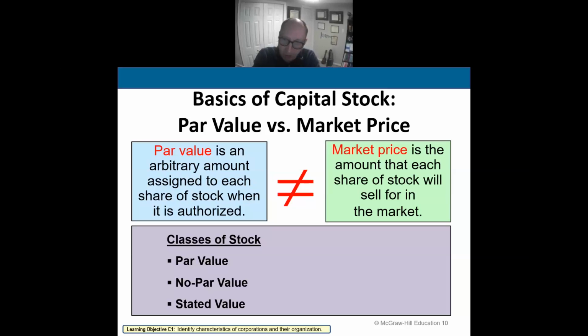The market price is what you'll see that the share is worth on the stock exchange. So you go to the Dow Jones or the S&P 500, and you're like, oh, I wonder what the value of Starbucks stock is today. That's called the market price. That's what it's worth today in the open market. It's what it's available for sale for in the open market. And that's not the same as par value. Par value is simply an arbitrary amount when the stock was first created. It's usually 1 penny.